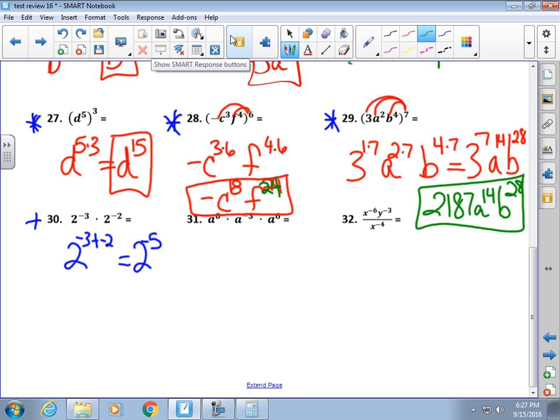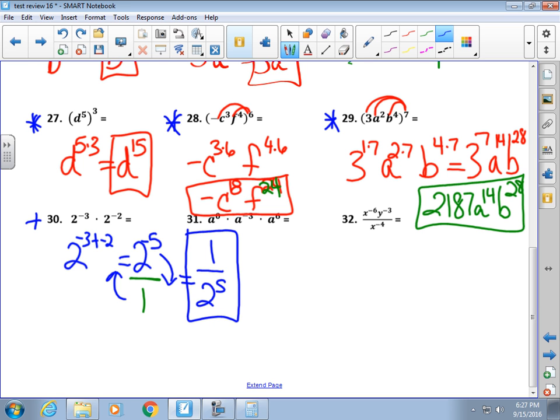So right now my bar is right here because this is a whole number. And to turn any whole number into a fraction, you just put it over 1. So I need to flip it over the bar. They need to flip spots. When they flip spots, my exponent becomes positive. So I now have 1 over 2 to the fifth. All right? So that's number 30.